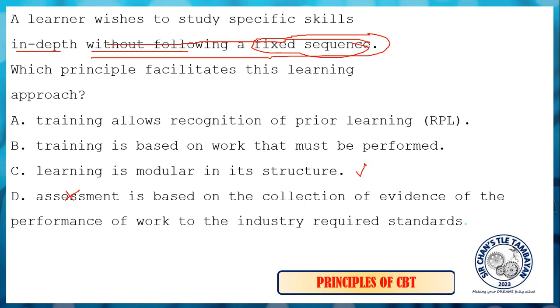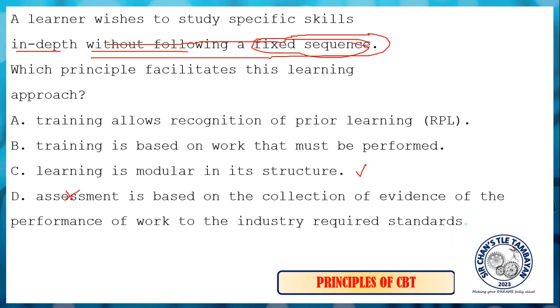Many got fooled. Okay? If you just understand the concept of the 9 principles, this is just a basic question. Good job, Sir King Rondel Laico.